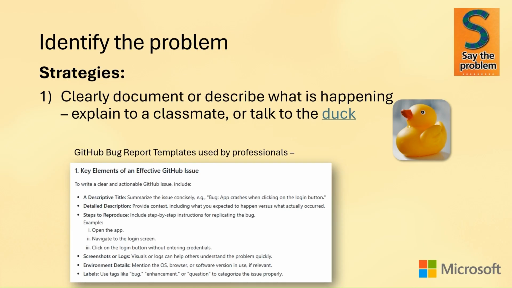And at work, we use templates like this one to fill out bug reports in GitHub. If we run into an issue, we need to be able to clearly document what happened, the steps to reproduce the error, and any other details about the environment when the error occurred.